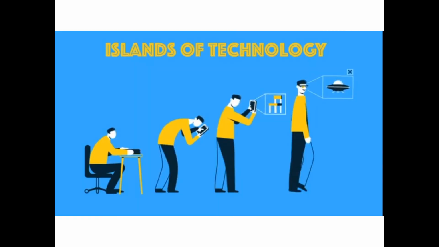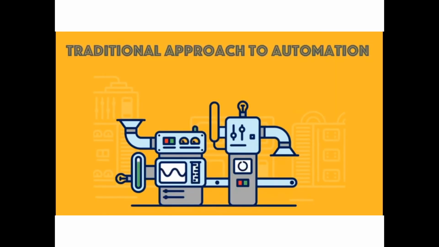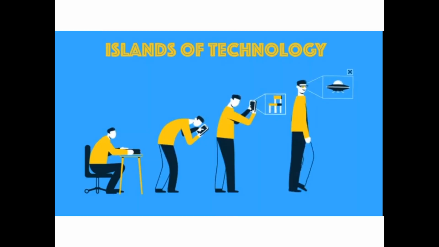We have the traditional approach to automation, which consists of many different types of machines that require a lot of setup time. Machines and operations are organized in functional departments. Then we have the islands of technology, an environment in which automation exists in the form of islands that stand alone.